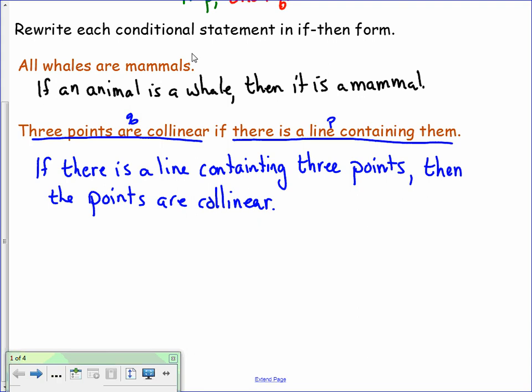Again, we cannot use the pronoun them. We have to refer to what them is referring to. In this case, it's the 3 points. So if there is a line containing 3 points, then what do we know about them? The points are collinear. That would be our conditional statement.